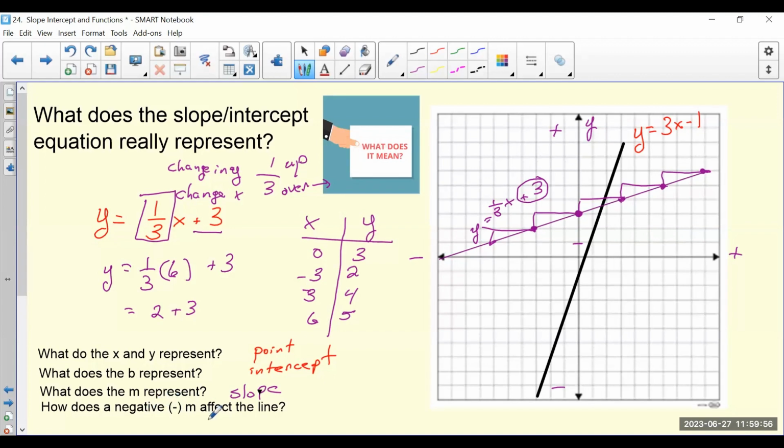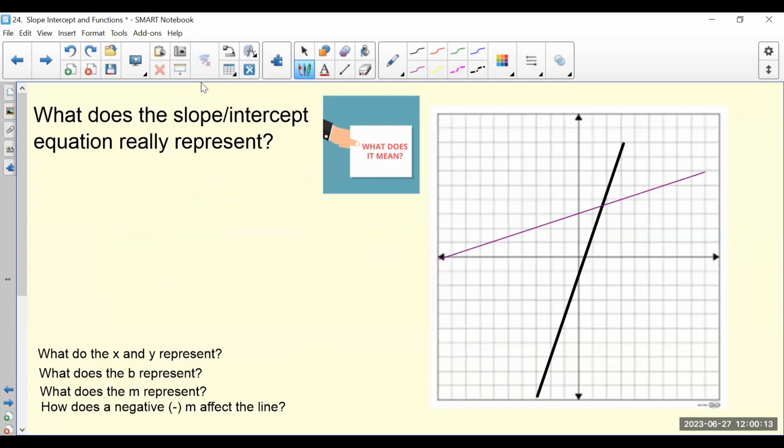Now we've got one more question. What if your slope's negative? So we need to answer that. If you haven't taken a break yet, hit pause, take a break. This is a lot. And you'll need practice to get better at this, but trust me, once you get this, you will love seeing these questions.